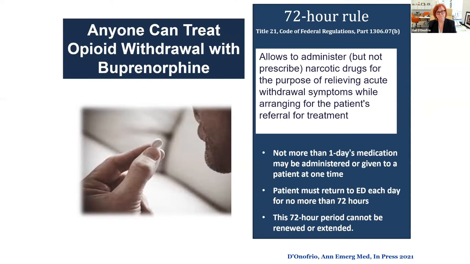So anyone can treat withdrawal. That's pretty easy. There's a 72-hour rule right now from the DEA where you can administer buprenorphine or anything. You could actually administer methadone as well for the purpose of relieving acute withdrawal symptoms while arranging follow-up. Problem with that is the person can't be given a prescription for buprenorphine because you don't have an X waiver.